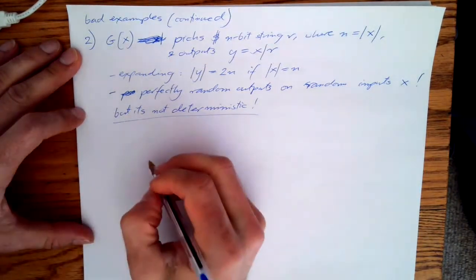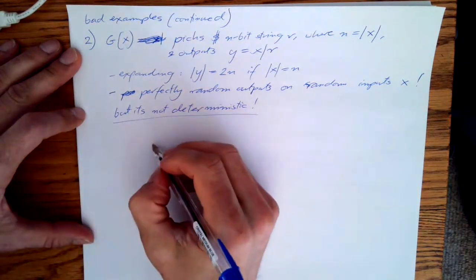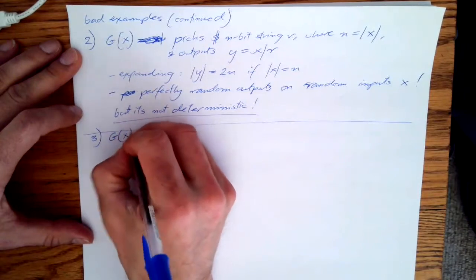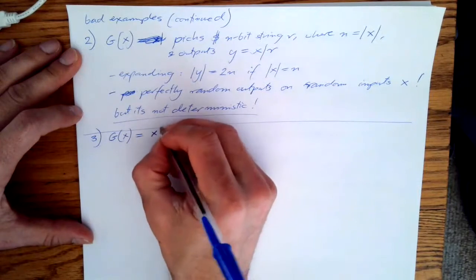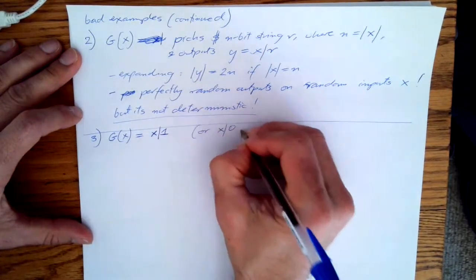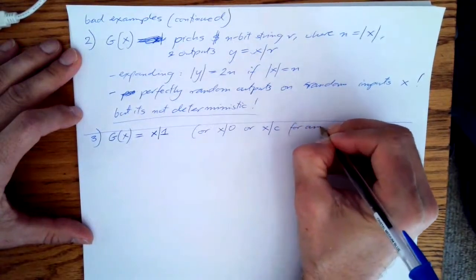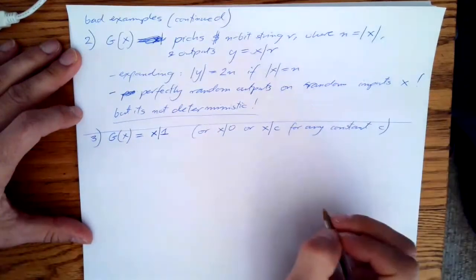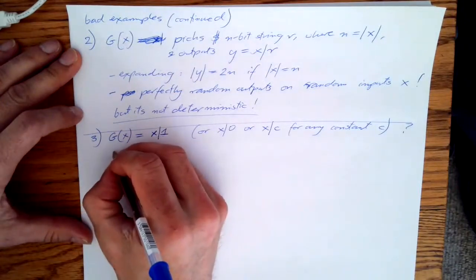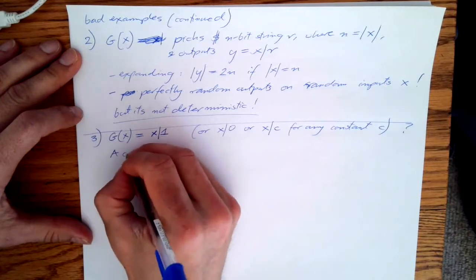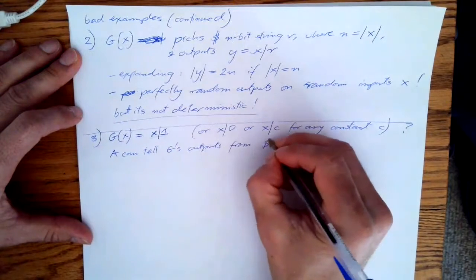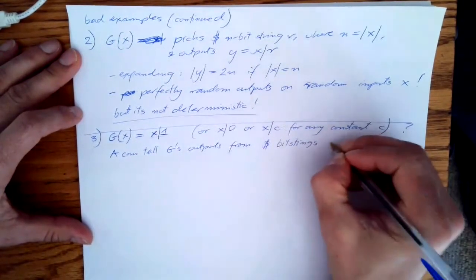So note that since G is a deterministic function, another easy type: how about G of x pads x with some deterministic bits, so x comma 0 or x comma c for any constant c. Well, it expands, but in a bad way, right? So A can tell G's outputs from random bit strings easily.